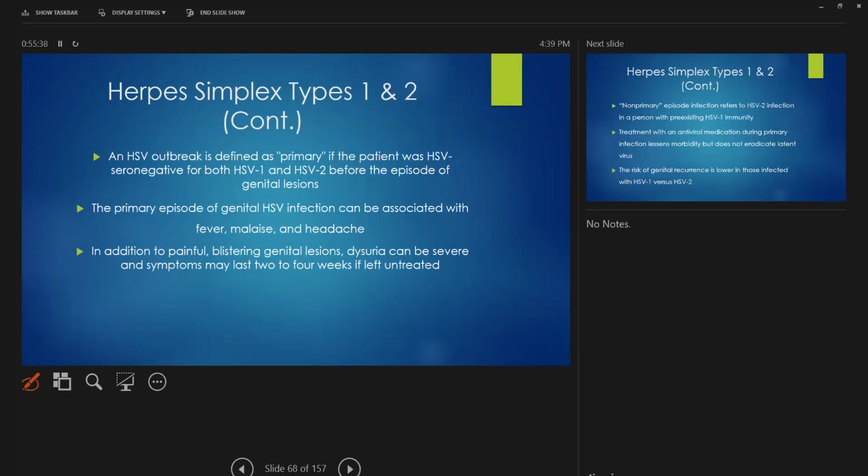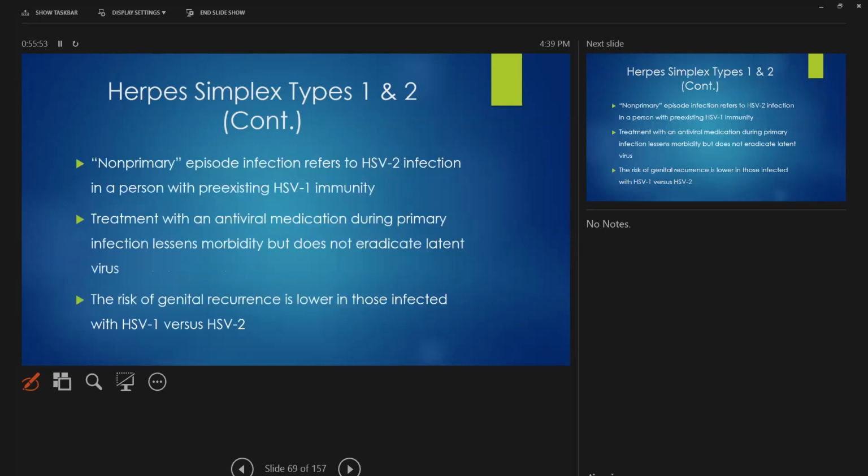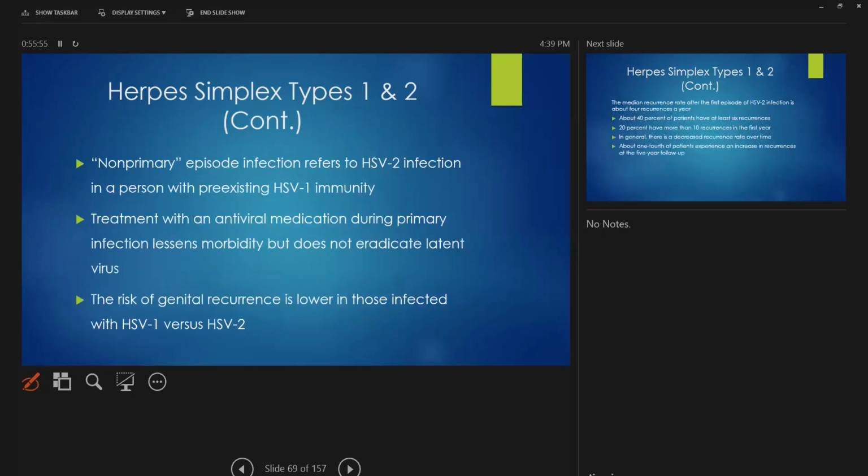Primary episode of genital HSV infection can be associated with fever, malaise, and headache. So kind of this low grade. In addition to painful blistering genital lesions, dysuria can be severe and symptoms may last for 2 to 4 weeks if untreated. Non-primary is basically another flare or in a person with pre-existing HSV1 immunity.